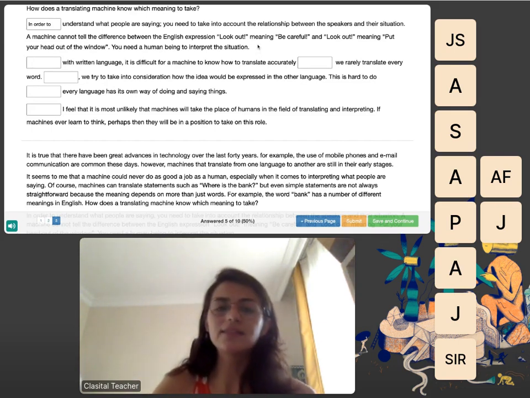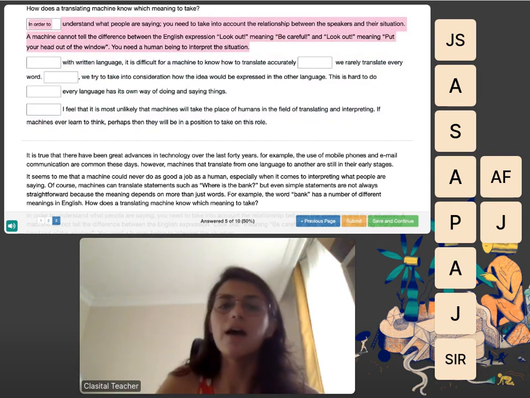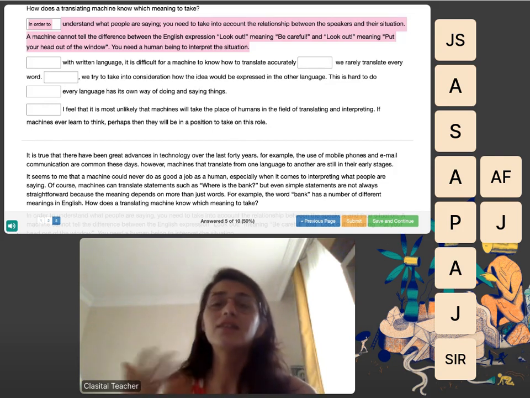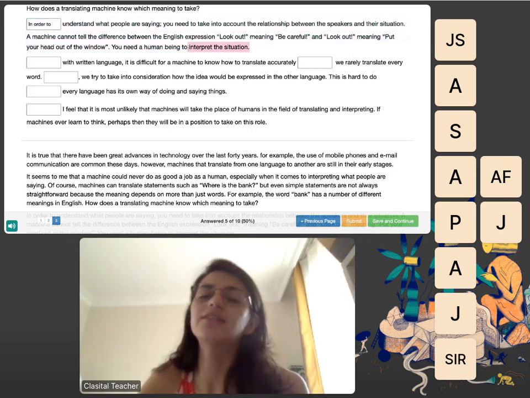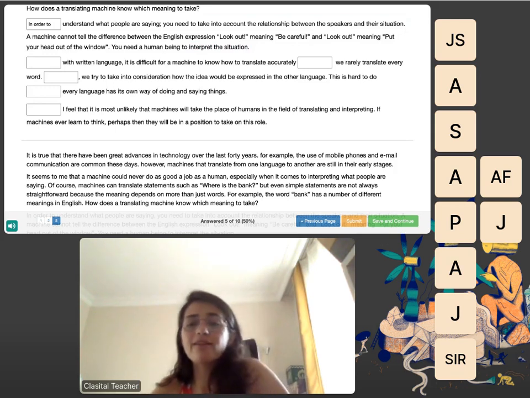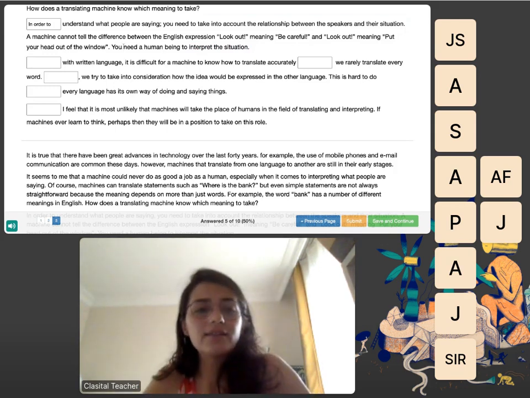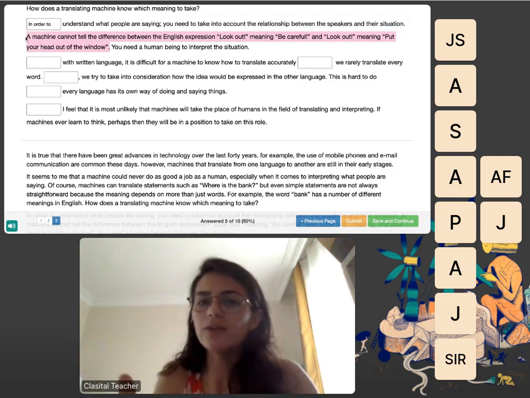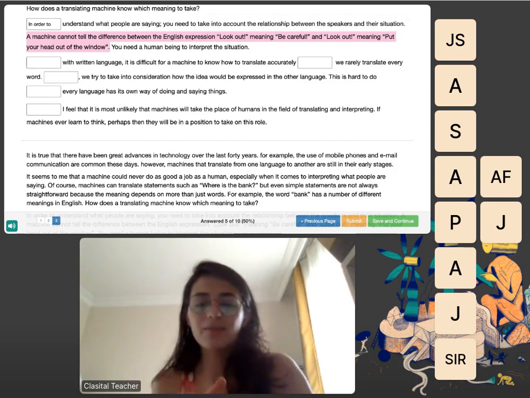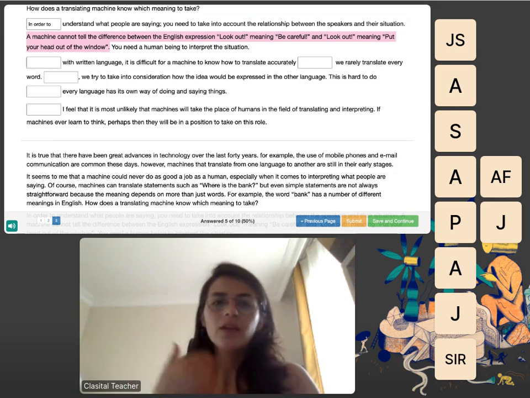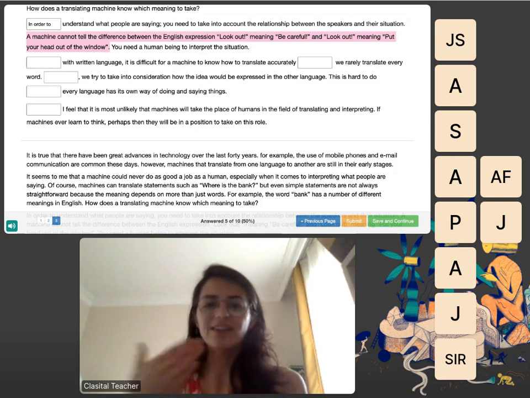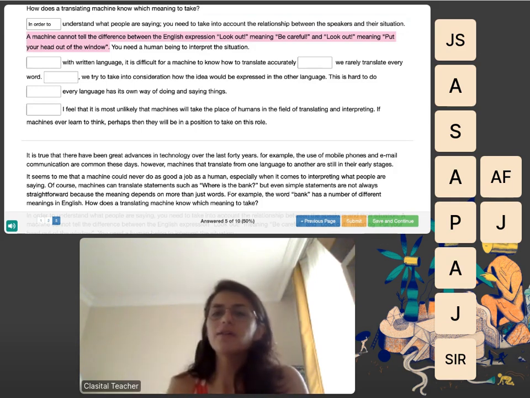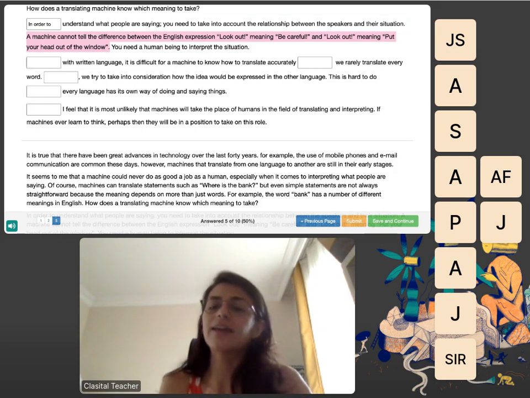So basically, this paragraph argues that the machine cannot do as good a job as a human because a machine cannot interpret a situation. And this paragraph explains that idea, saying that when we choose the expression look out, the machine cannot understand that context, but a human can. So a human can understand the difference between two expressions, whereas a machine will just take it directly, right? So this paragraph supports that idea as such.